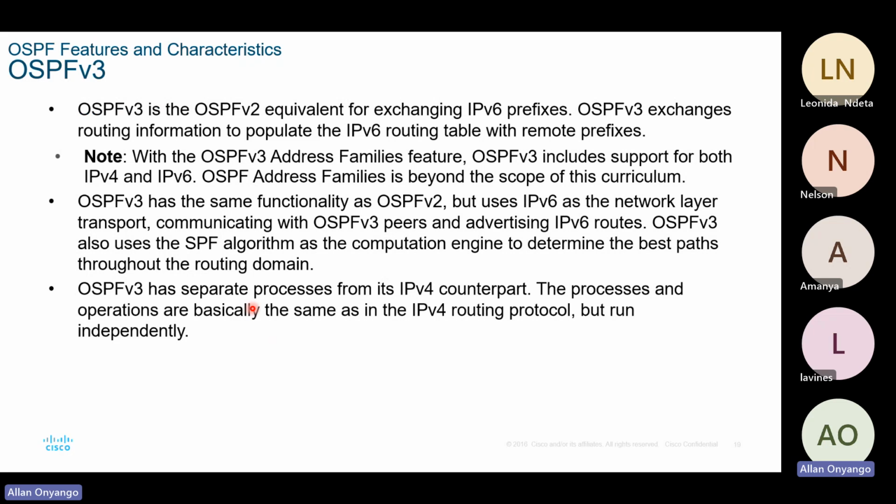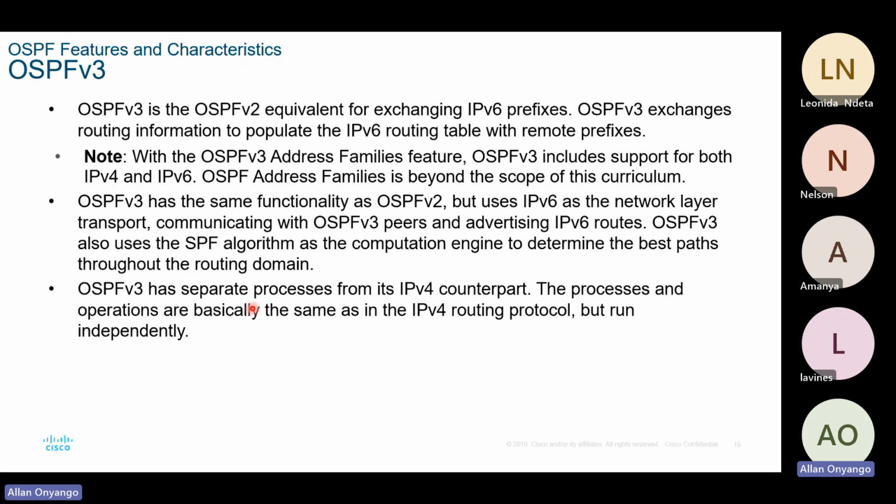Now, OSPF can be implemented in 2 versions: OSPF version 2 and OSPF version 3. OSPF version 2 is the implementation of OSPF using IP version 4 addresses. And OSPF version 3 is the implementation of OSPF for IPv6 addresses. Okay. OSPF version 3 is for IPv6, and OSPF version 2 is for IPv4.